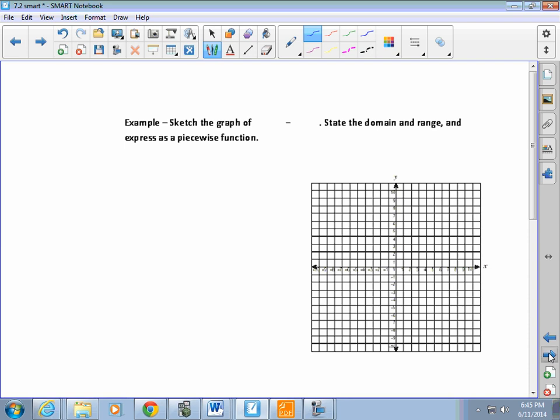Okay, the next example says, sketch the graph of y is equal to the absolute value of negative 1/2 x minus 4. State the domain and range and express as a piecewise function. Okay, so the first thing you have to do is just drop that absolute value sign and sketch that graph. So first we sketch y is equal to negative 1/2 x minus 4.